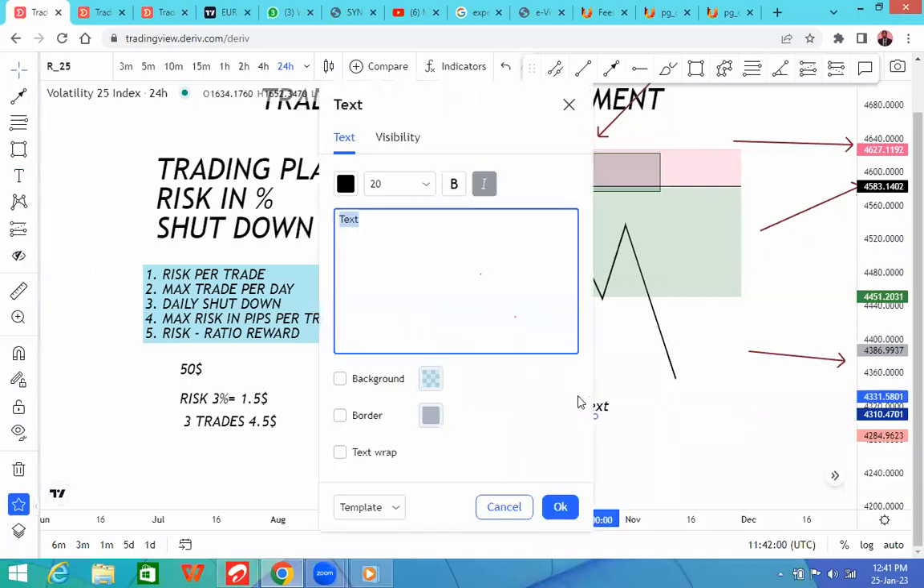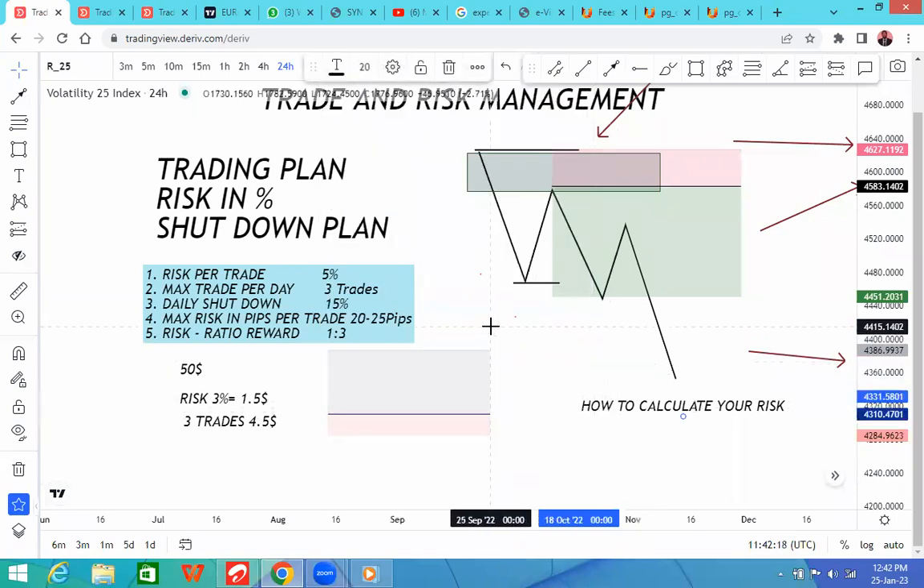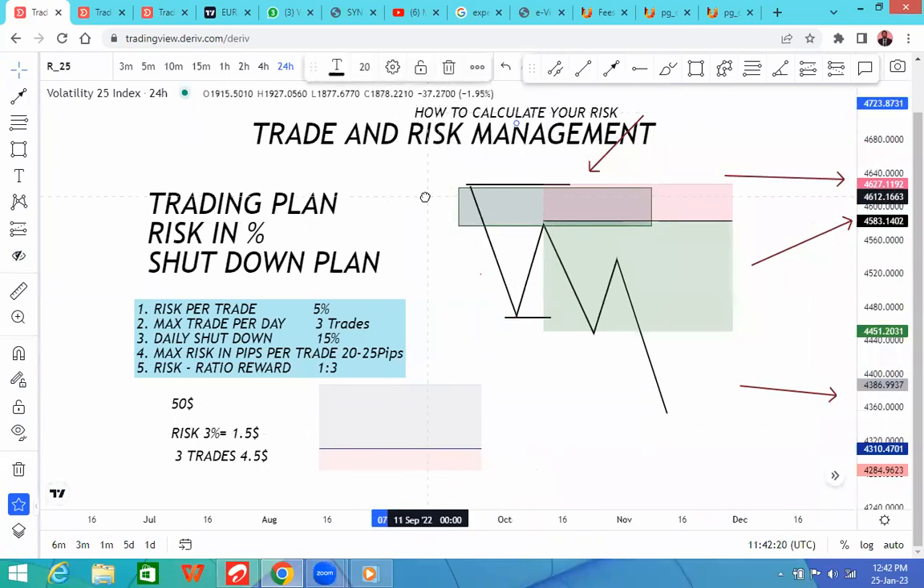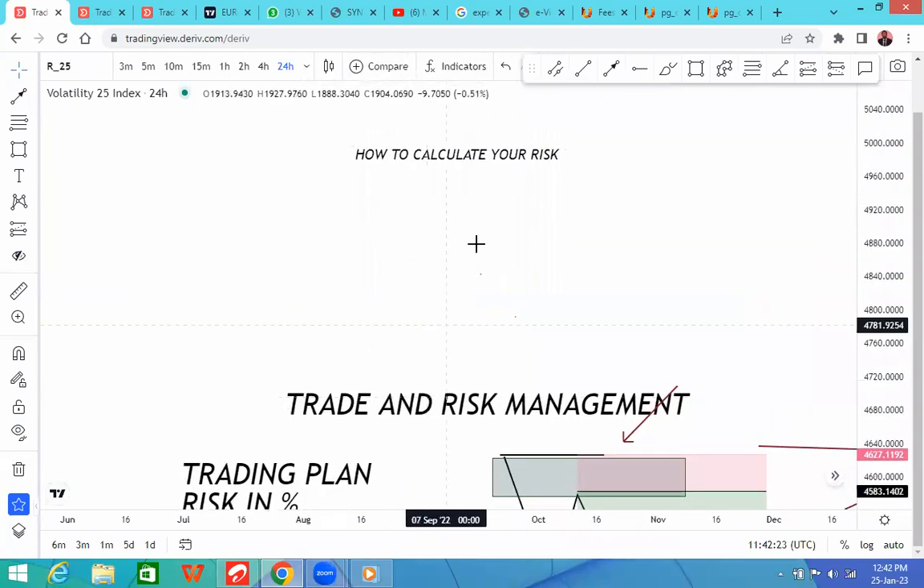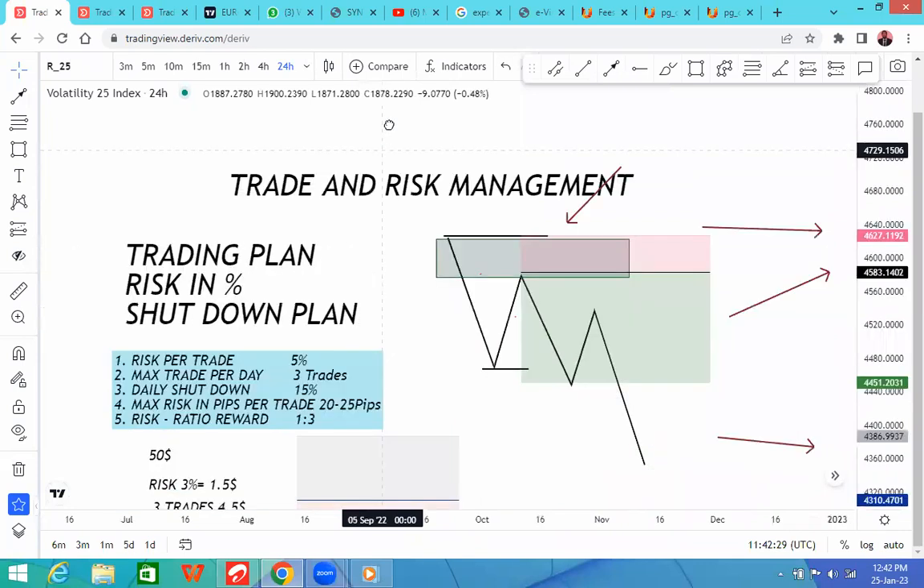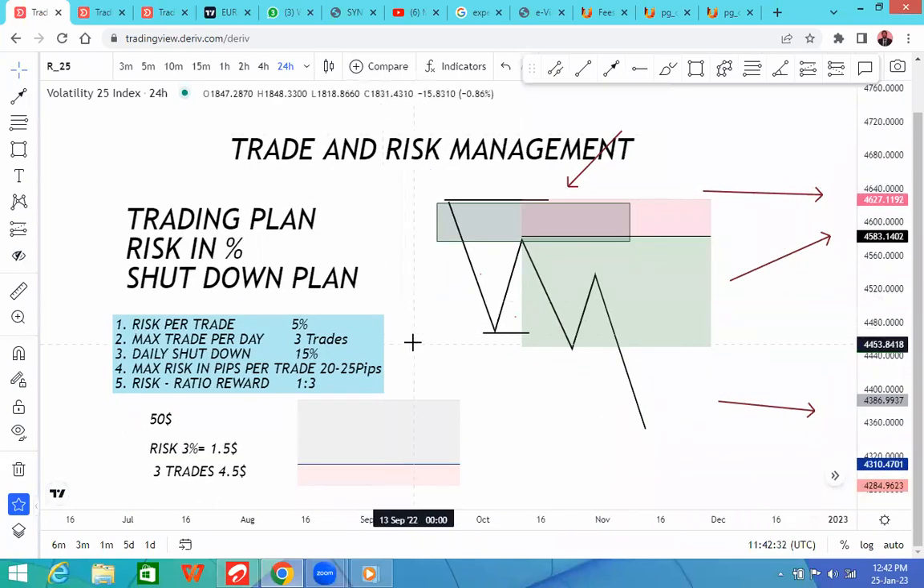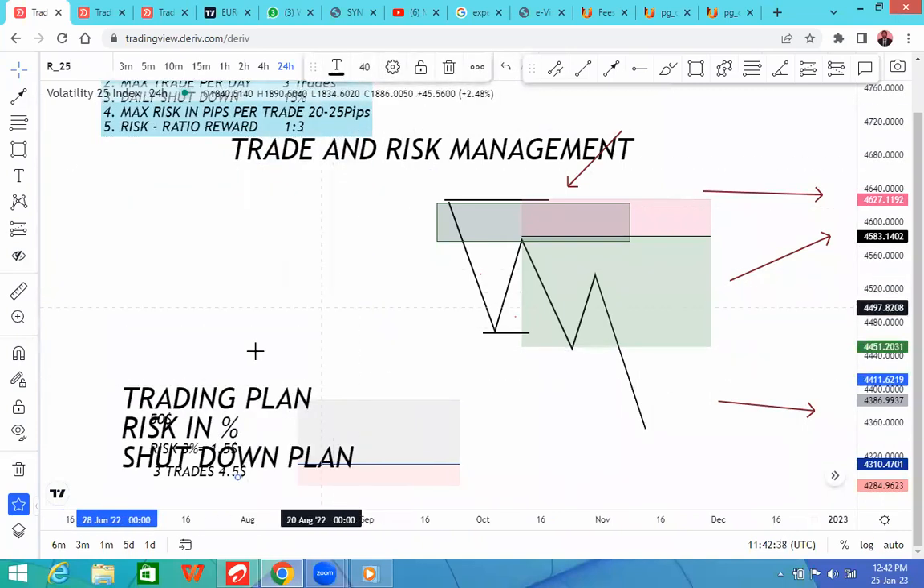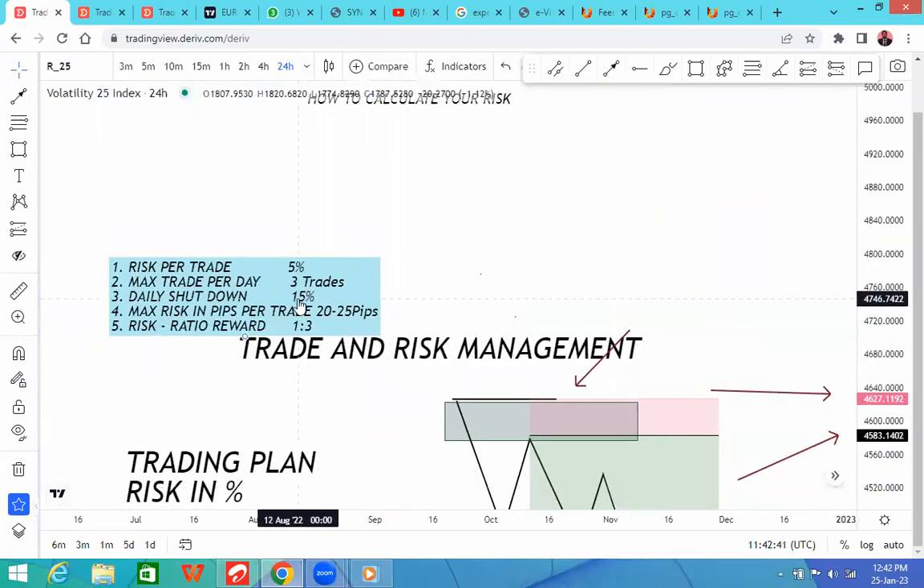Let me write it here. How to calculate your risk. Maybe I should take this to another page. Let's take this down. If you have not screenshot that, let me bring it back. Screenshot it. If you have not done that, the video will be available. Yes, that's true. So screenshot it. I'll need to take this one backwards. I need it up above.